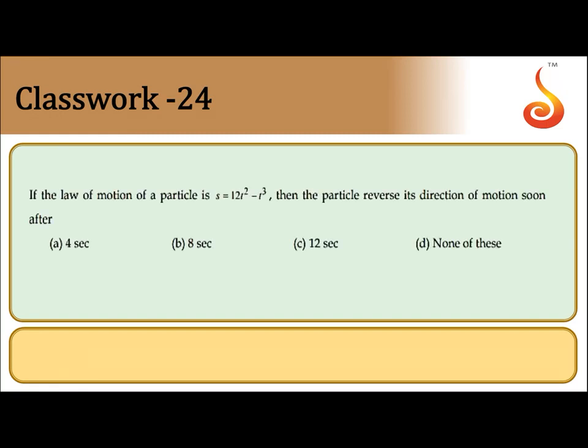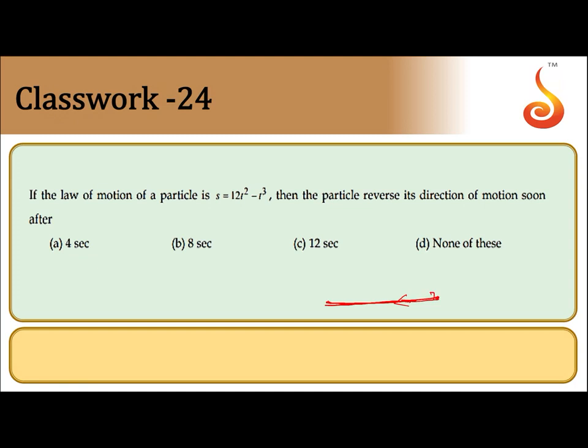The law of motion of a particle is given to you. The particle reverses its direction of motion at what value of t? Remember one point: a particle is moving in rectilinear motion. Generally, we'll take up rectilinear motion. When the particle is moving on a particular line and it reverses its direction, it stops at a particular position. That means the point where the velocity is equal to 0, and then it returns.